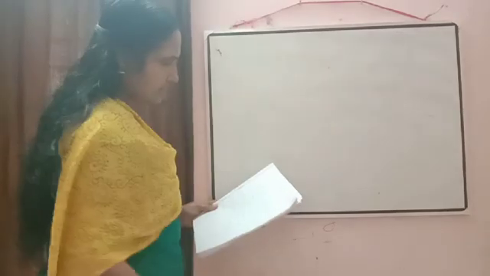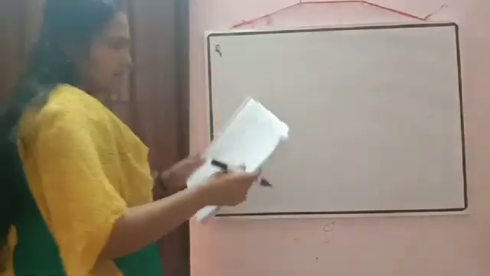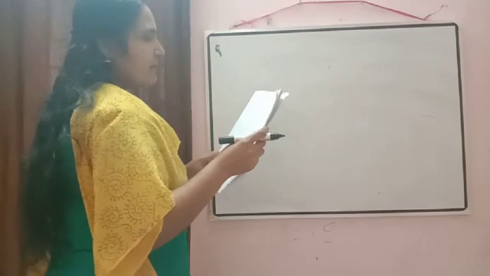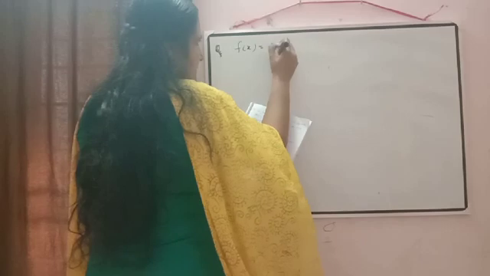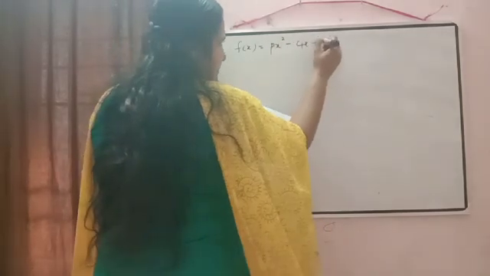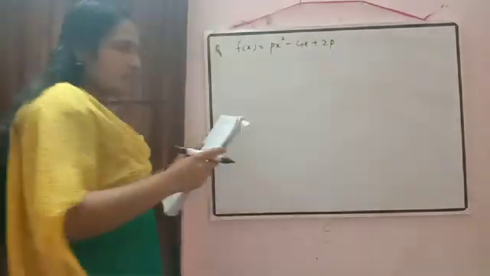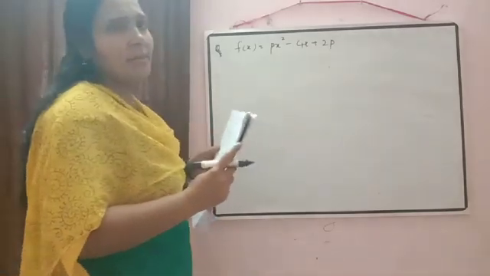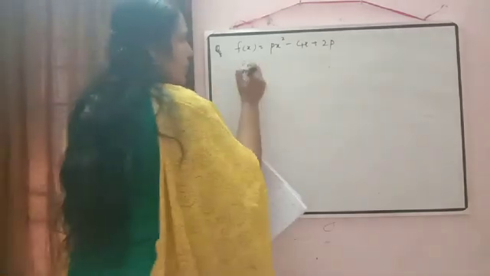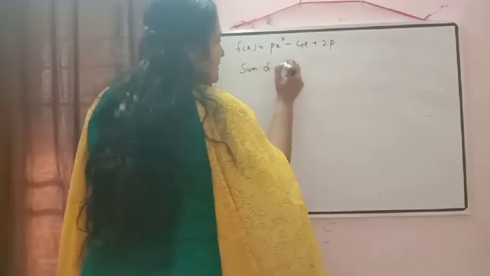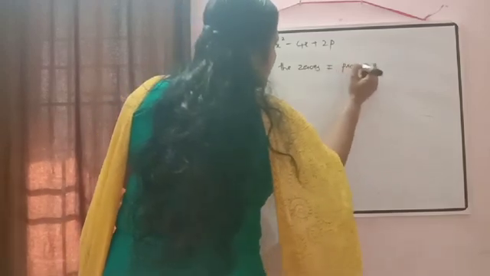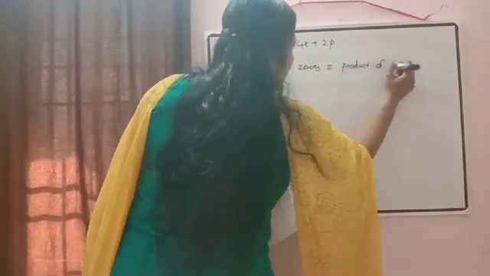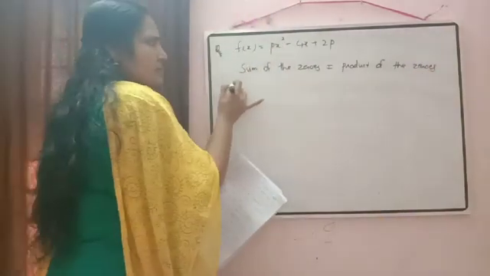In the next question it is written, if the sum of the zeros of the polynomial f of x is equal to px square minus 4x plus 2p, sum of the zeros is same as their product. What is given? Sum of the zeros, just write down there. Sum of the zeros is same as their product, means sum of the zeros is equal to product of the zeros. This information is given. Now we'll proceed with this only.